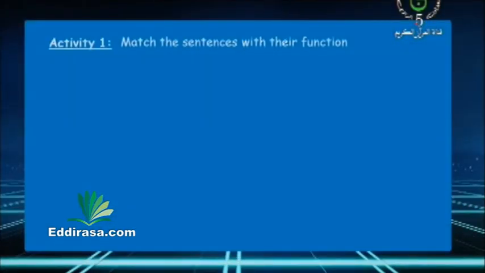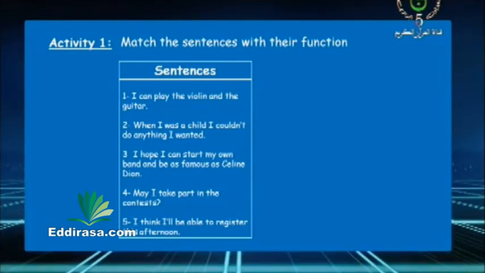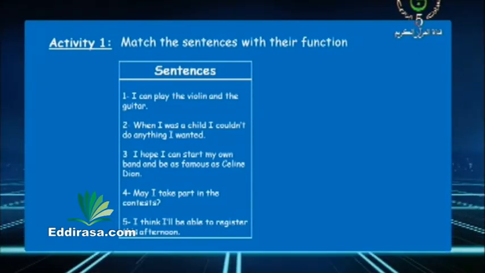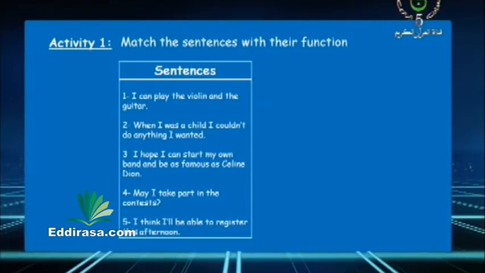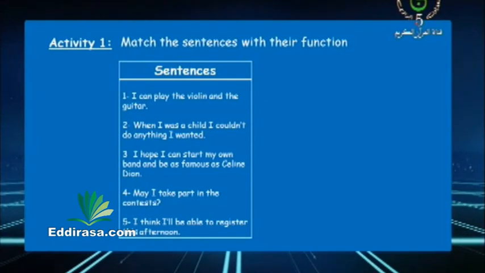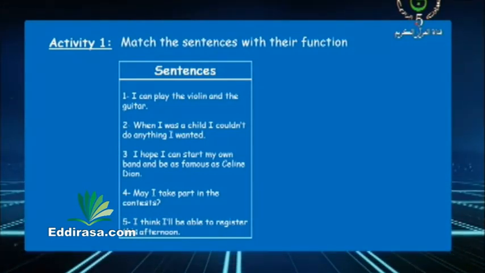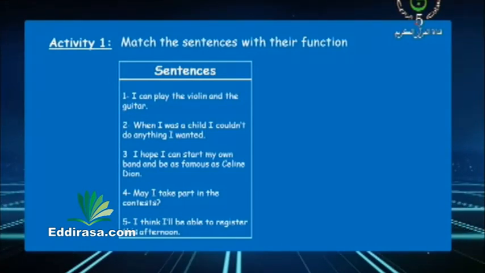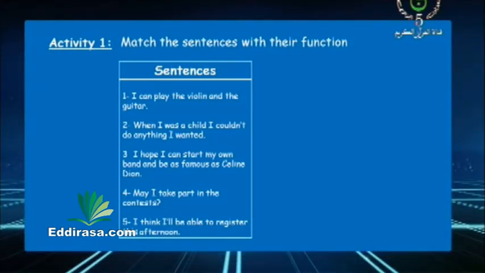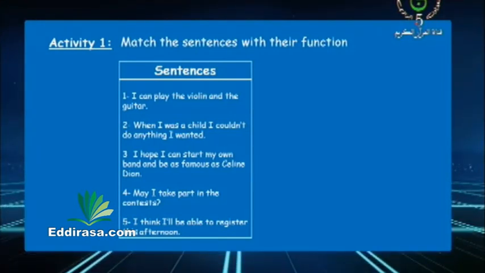Sentences. 1. I can play the violin and the guitar. 2. When I was a child, I couldn't do anything I wanted. 3. I hope I can start my own band and be as famous as Celine Dion. 4. May I take part in the contest? 5. I think I'll be able to register this afternoon.